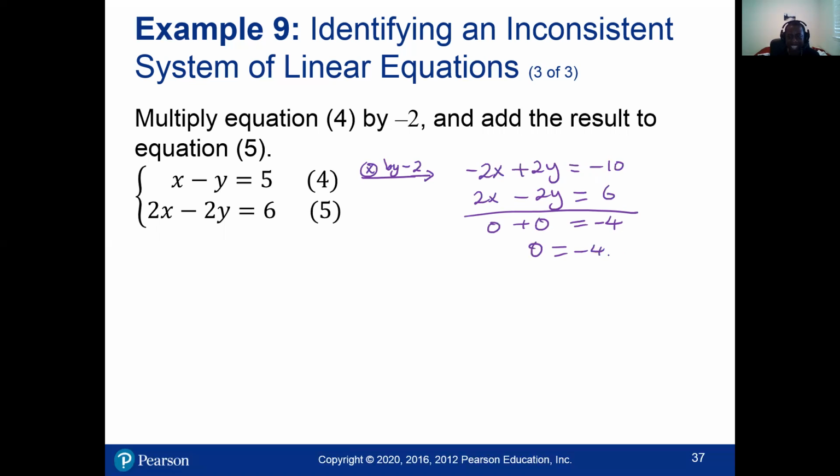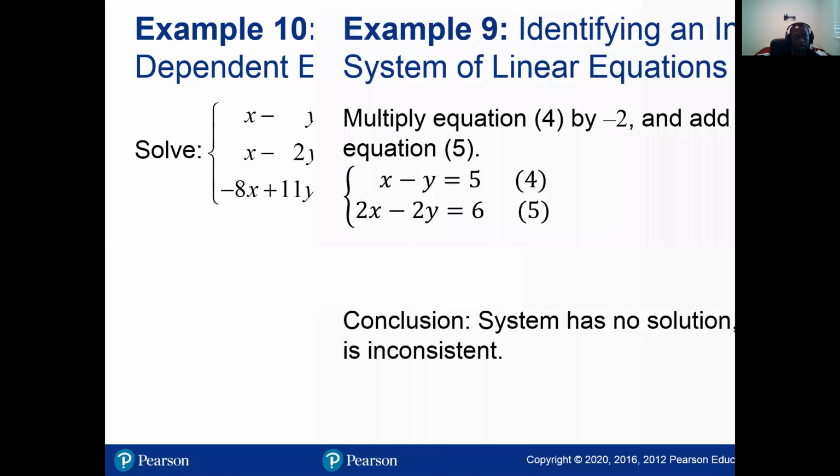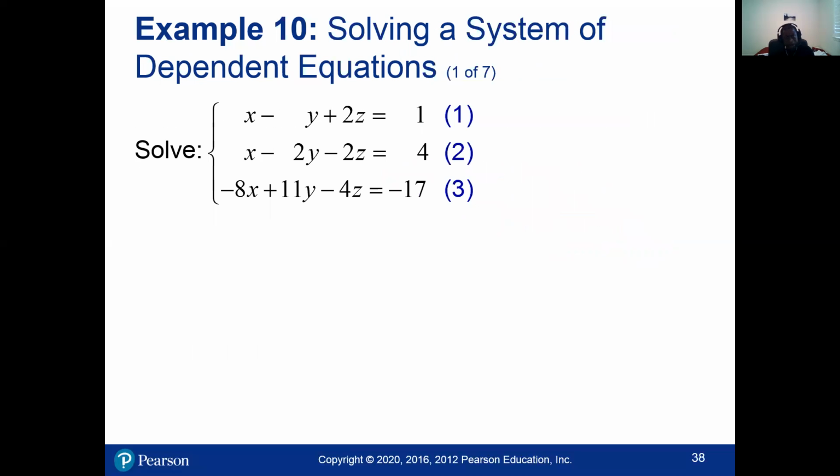Which is false. It is false, so it is inconsistent. It has no solution. So we say that the system has no solution. Therefore, the system is inconsistent. Why? Because 0 cannot equal -4.